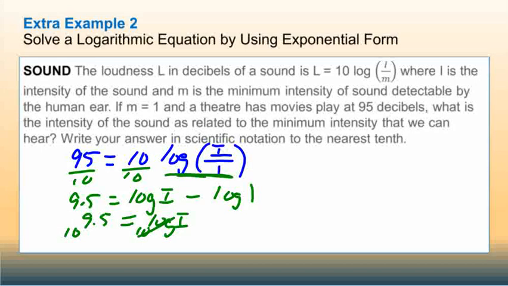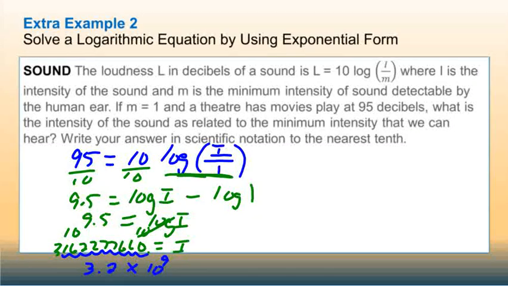So that does that, and I'm left with the intensity equaling 10 to the 9.5 power, which would give us an answer of 316.2277660. If I were to put this in scientific notation, I move it 1, 2, 3, 4, 5, 6, 7, 8, 9. This would be 3.2 times 10 to the 9th power. And this is what our intensity would be.